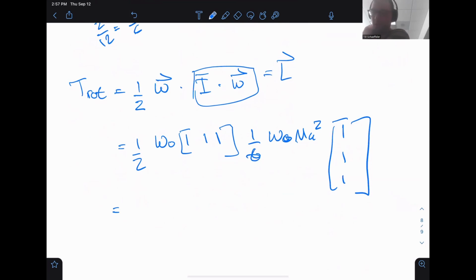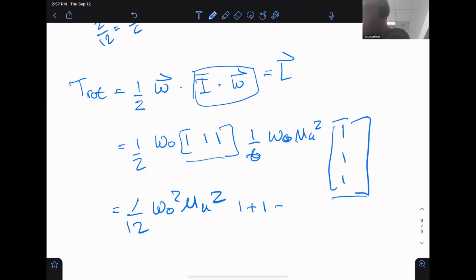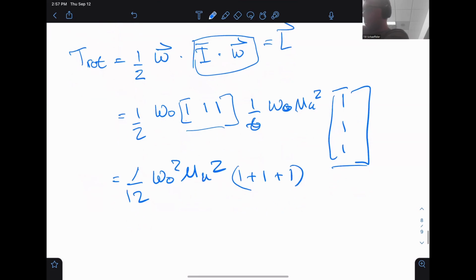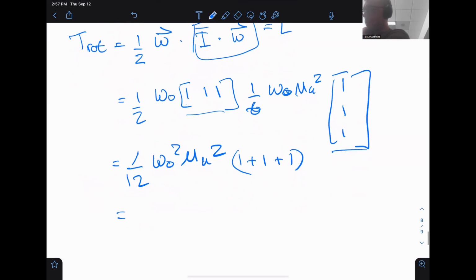So we have 2 times 6 is 12, so I have 12 omega squared m a squared. And then this is just these two vectors dotted into each other, which is just 1 plus 1 plus 1, also known as 3, which will cancel out with this 12 to give us 1/4 omega squared m a squared, which is the final answer.